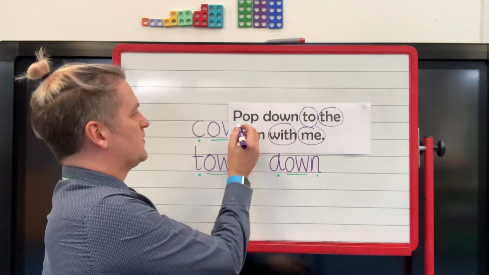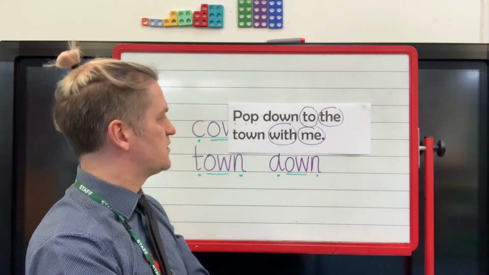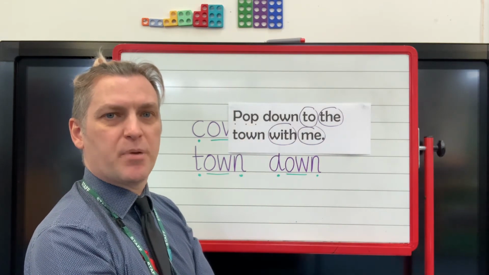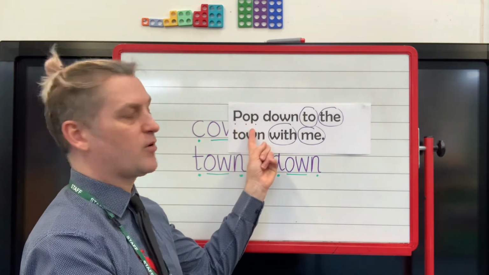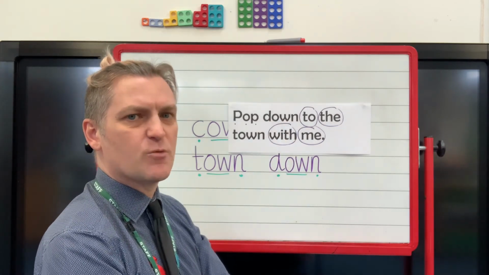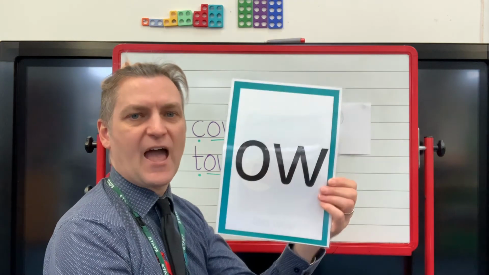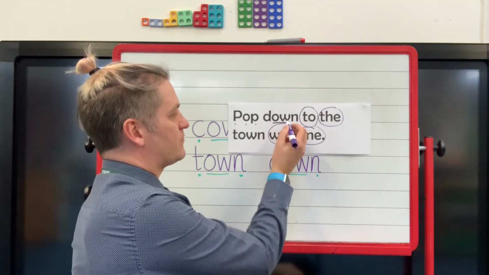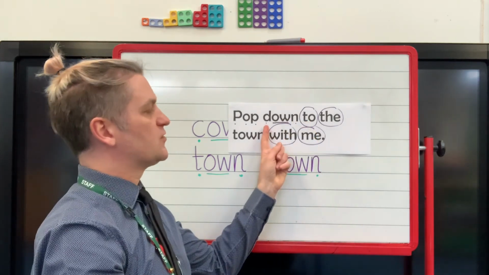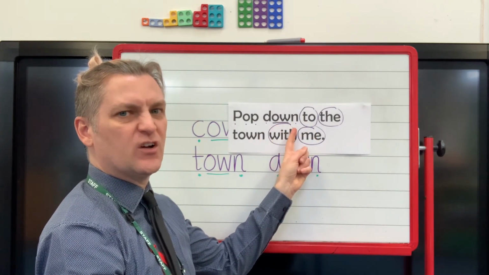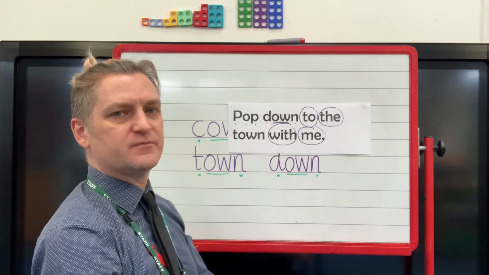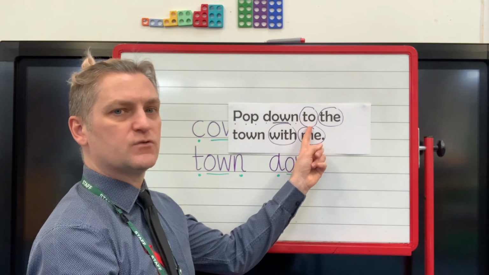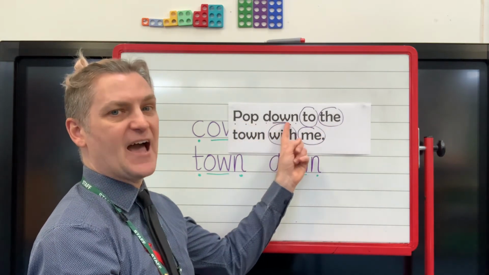Here we go. The first word. Three phonemes. P-op, pop. So we've got the word pop. Now this word, if you look closely, you might see our new digraph. Remember it was ow. It's in the middle again. Here we go. We've got d-own, down. Pop down to the.